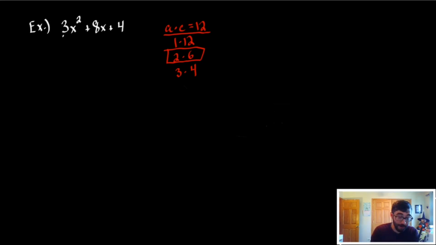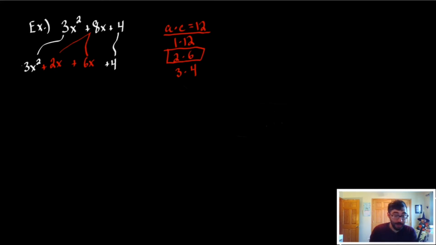So I bring down my first term, so I'm bringing down 3x squared. I'm bringing down my last term, which is 4, and I am splitting up my middle term using these two numbers. So a positive 2x and a positive 6x. And it does not matter in what order these two go. You can place a 6x here and a 2x here. It does not matter. Okay, so I go ahead and I break up the middle term using these two numbers.